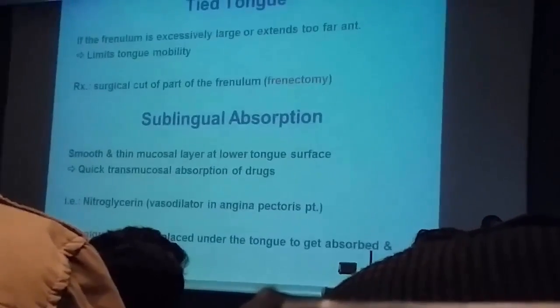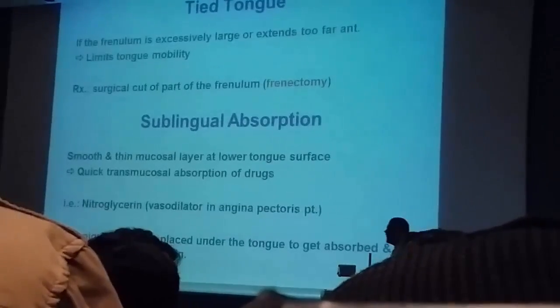Why does the absorption go to the vein? Why doesn't it go to the artery? Why does it go to the vein?